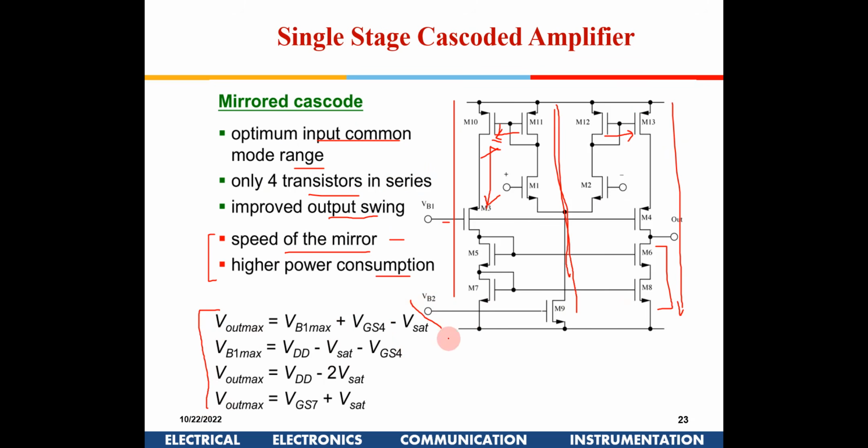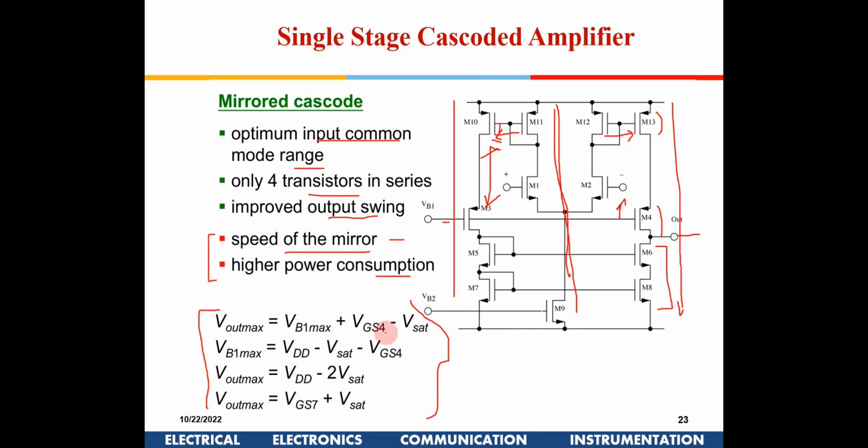What they are saying is, I picked it up from one textbook. So just see V out max. Let's do one. What is the maximum voltage available here? It can go to B1 max plus VGS4. It is saying this is the B1. This plus VGS4, this voltage minus VSAT, this is the overdrive voltage which is required for this particular transistor. So it can go maximum up to that. If it goes beyond that, then this transistor will come out of saturation. So that's how you set.